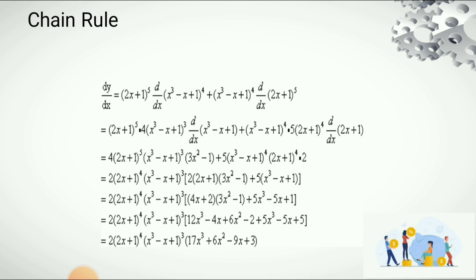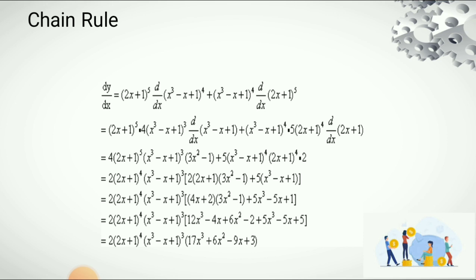In chain rule, the example is dy over dx is equal to 2x plus 1 raised to the power of 5 d over dx times x cubed minus x plus 1 raised to the power of 4, plus x cubed minus x plus 1 raised to the power of 4 d over dx multiplied by 2x plus 1 raised to the power of 5. That is equal to, simplify.